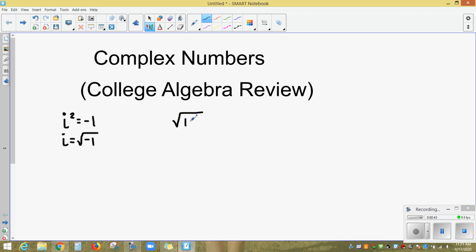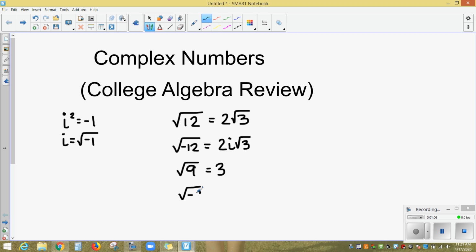So we know the square root of 12 is 2 times the square root of 3. If I want to find the square root of -12, then the negative sign gets to come out from under the radical as an i, and we have 2i times the square root of 3. We know the square root of 9 is regular 3, plain old positive 3, but the square root of -9 would be i times 3, or 3i.